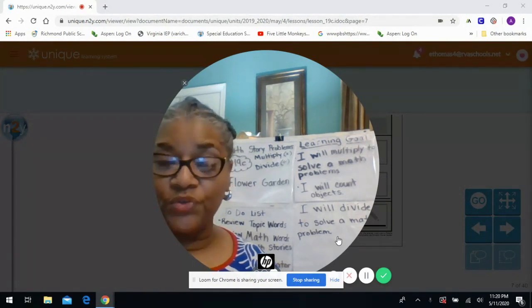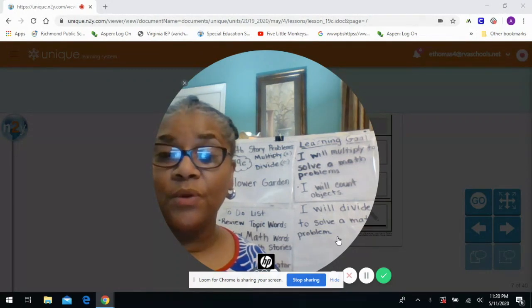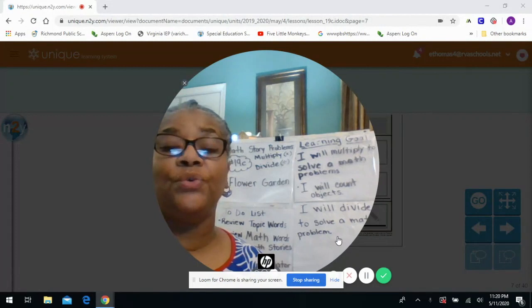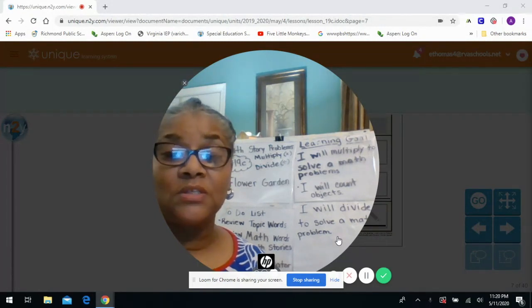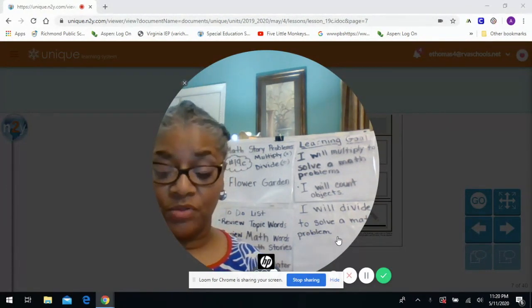So first, we're going to go over our topic words and our math literacy words. Our learning goal is to learn how to solve a problem using multiplication and to solve a problem using division also.